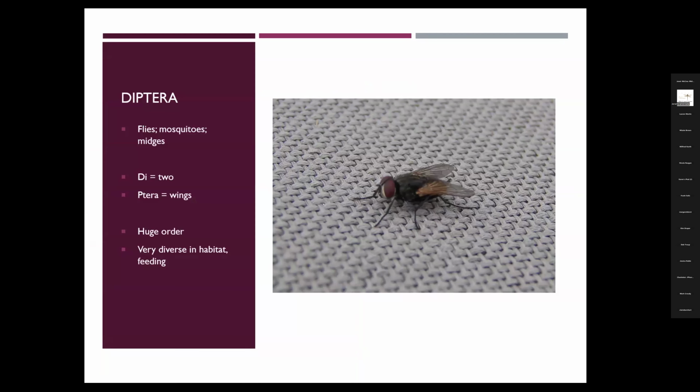The Diptera are the flies, mosquitoes, and midges. This is another huge order, coming in after the beetles, another very diverse order in feeding habits and the way that they look.